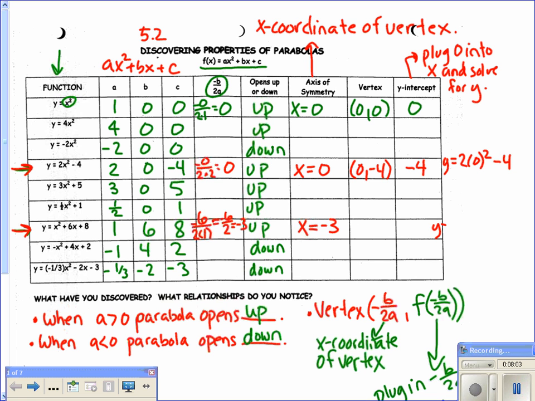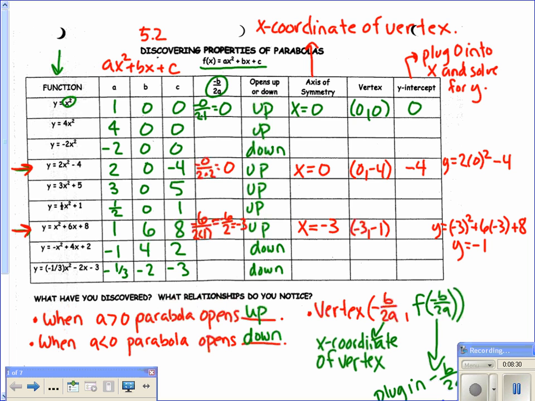And if I want to find my vertex, I can plug this into the equation and solve. So I get y equals negative 3 squared. Don't forget to put parentheses around what you're plugging in, because you're squaring that negative as well. So if you do this in your calculator, or if you do this by hand, you would see that your y value for your vertex is going to end up being negative 1. So that means my vertex is at negative 3, negative 1.